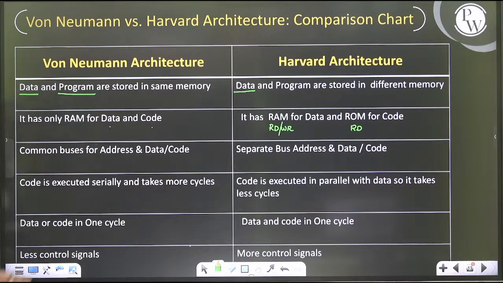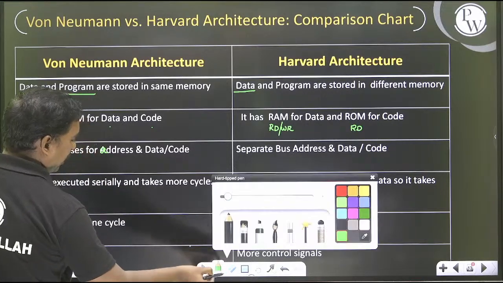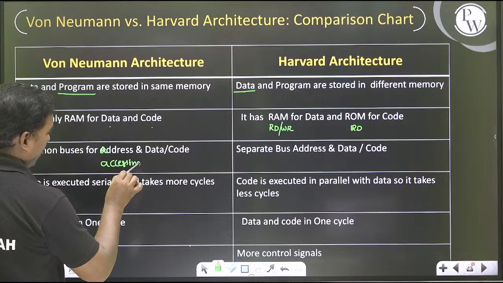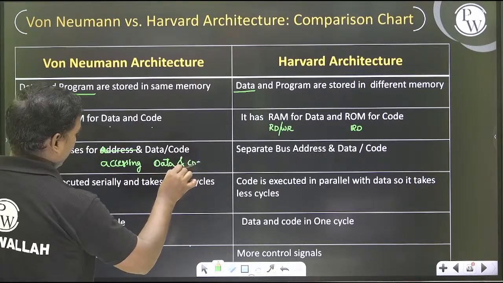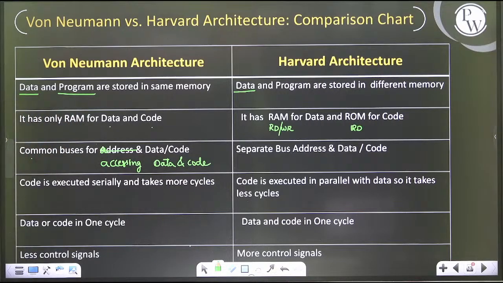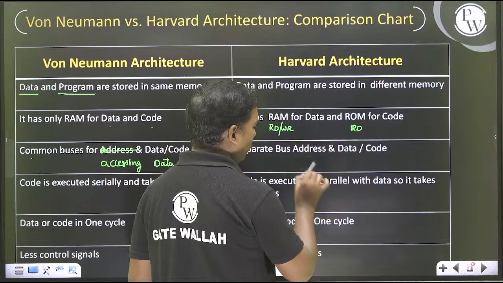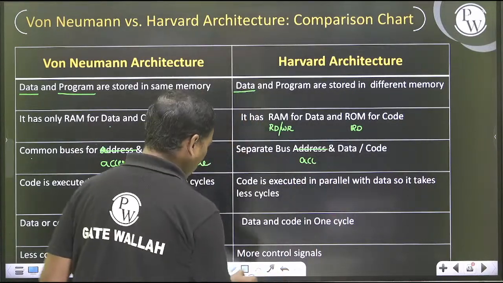Next, as it is the same memory, we can use a common bus for addressing, or rather for accessing, the data and code. For accessing the data and code, a common bus can be used. In Harvard, there are separate buses to access data and code.